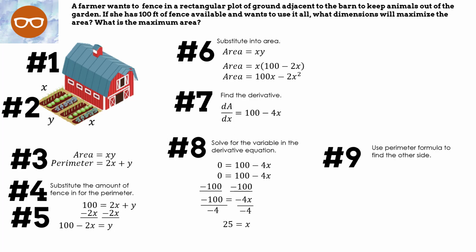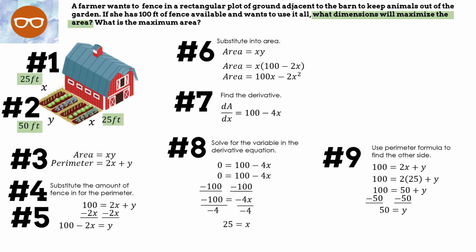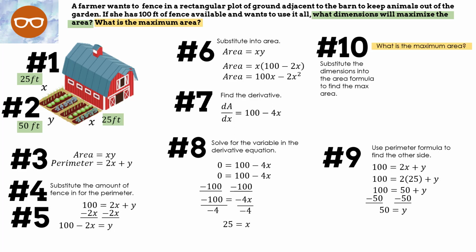Number 9, we use the perimeter formula to find the other side. So 100 equals 2x plus y. We just figured out that x is 25. Following my order of operations, I have to take 2 times 25 first. I'm going to subtract 50 from both sides, and that gives me my second dimension, 50 equals y. The first question is, what dimensions will maximize the area? Well, 25 feet for x, 25 feet for x, and 50 feet for y. Number 10, what is the maximum area?